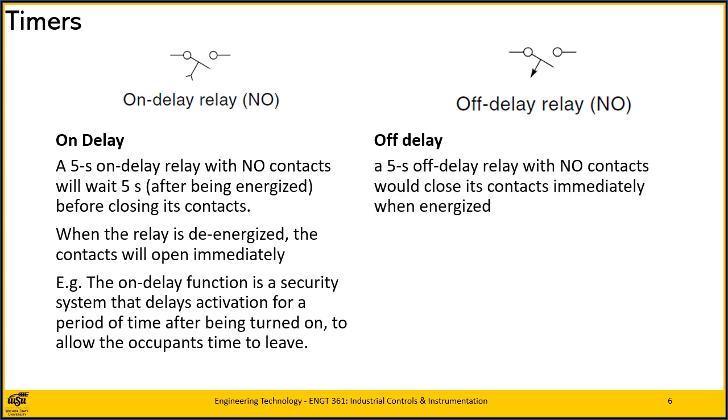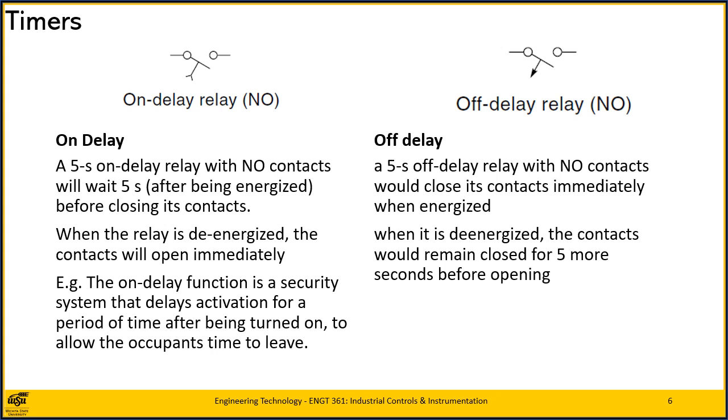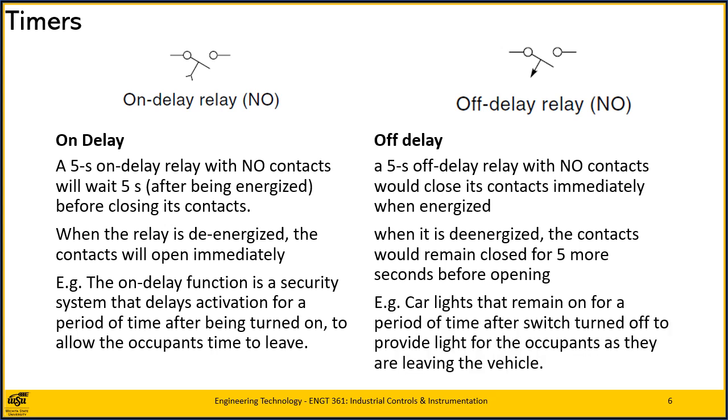The off-delay relay provides a time delay when the coil is de-energized. For example, a 5-second off delay with normally open contacts will close its contacts immediately when energized. When it is de-energized, however, the contacts would remain closed for 5 more seconds before opening. An application of the off-delay function is car lights that remain on for a period of time after being turned off to provide light for the occupants as they leave the vehicle.